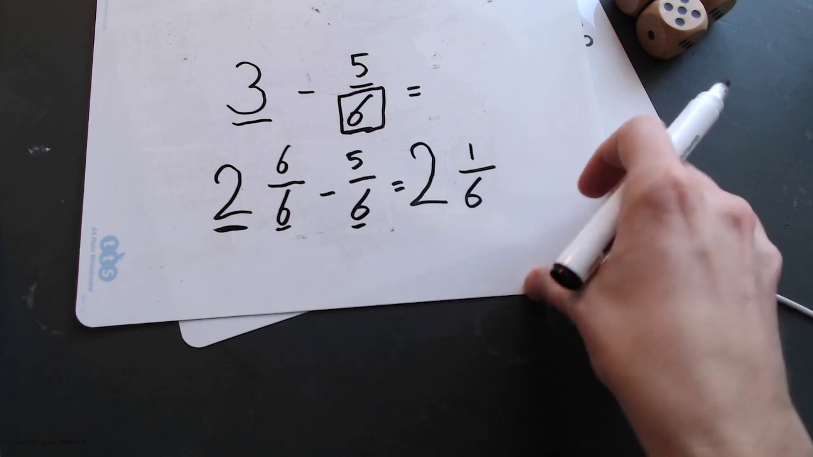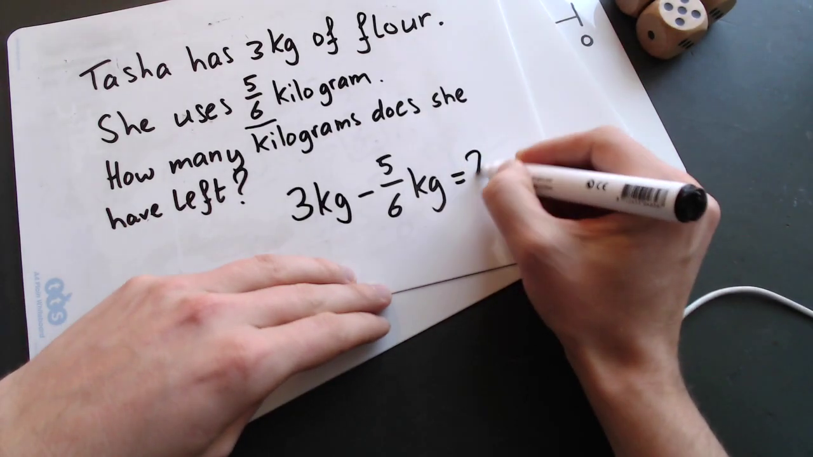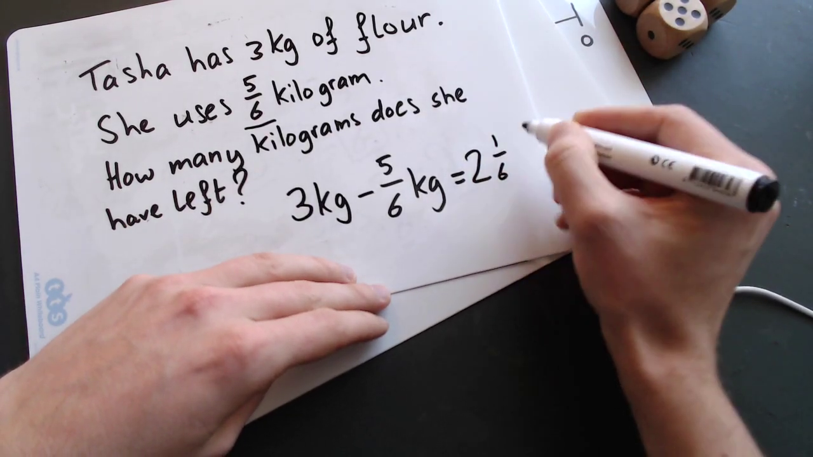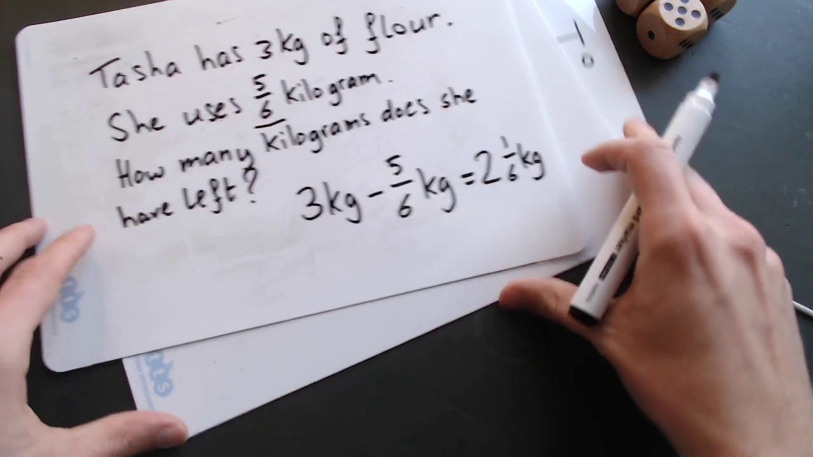Now remember, when we're going back to the main sum, we see 2 whole ones and 1 over 6. And of course, we need to write down the unit of measurements, which is kg, standing for kilogram.